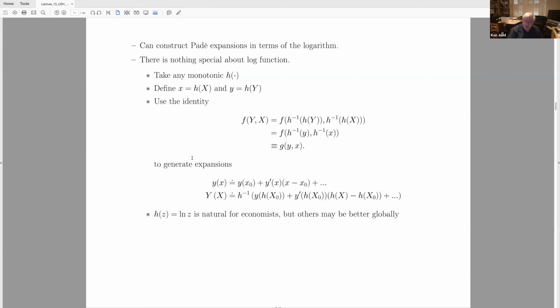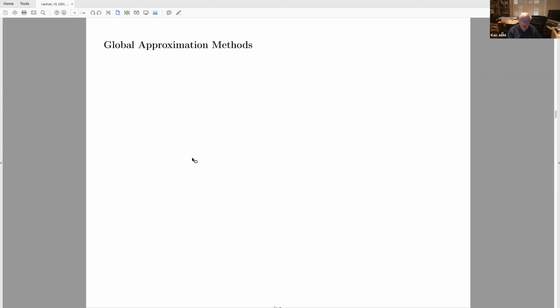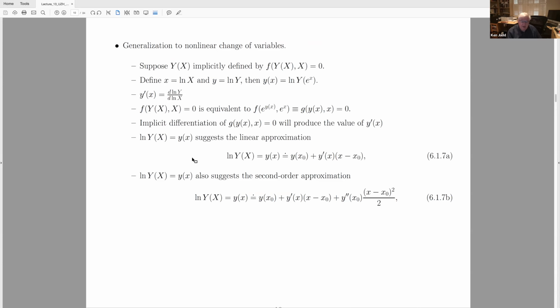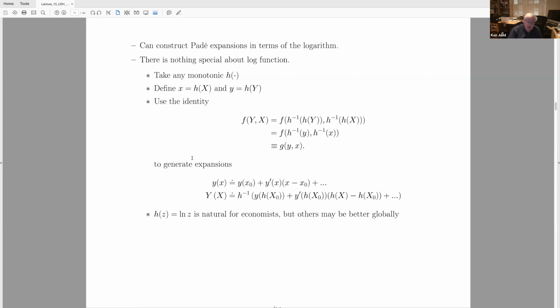And I have a paper actually which does some Taylor perturbation methods around a steady state and shows that log is nice, but there are other things that can be better. Now, I spent a little time on Padé and nonlinear change of variables, just to point out to you that these are alternative approaches to approximations.